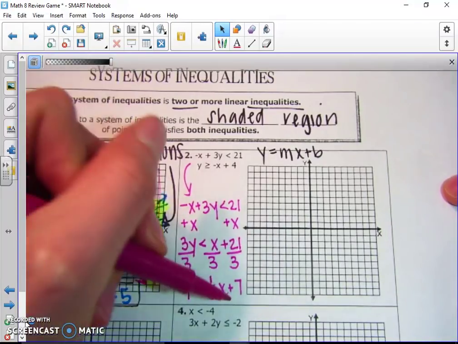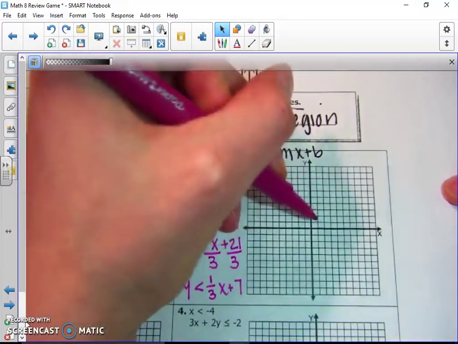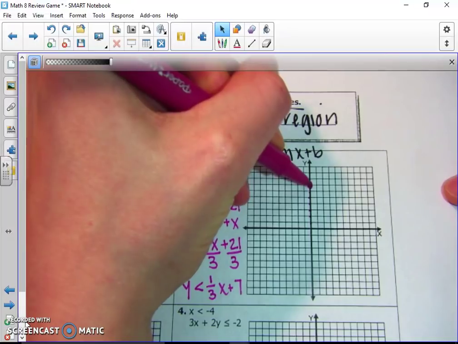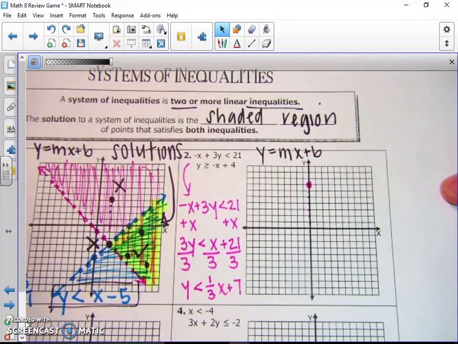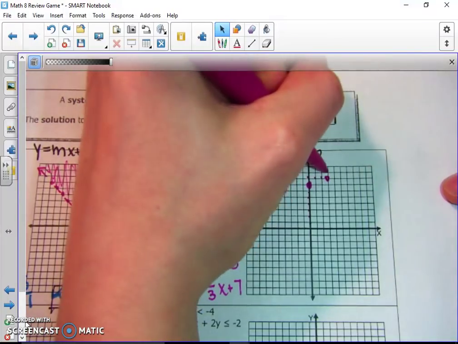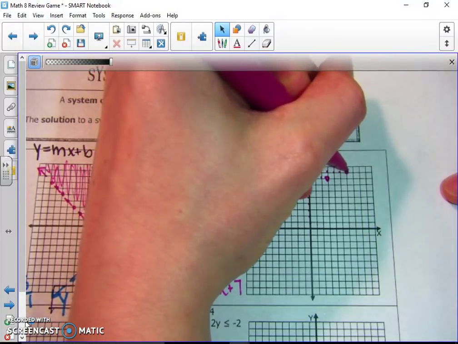So we've got a y-intercept at 7, so 1, 2, 3, 4, 5, 6, 7. And it has a slope of 1/3. So that means we're going to go up 1 over 3. Up 1 over 3.